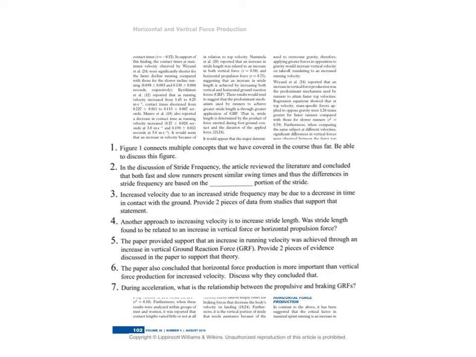So number 2, in the discussion of stride frequency, the article reviewed the literature and concluded that both fast and slow runners present similar swing times, and thus the differences in stride frequency are based on the stance portion of the stride. Let me get a pen here. So we have the stance portion that seems to be the key feature.